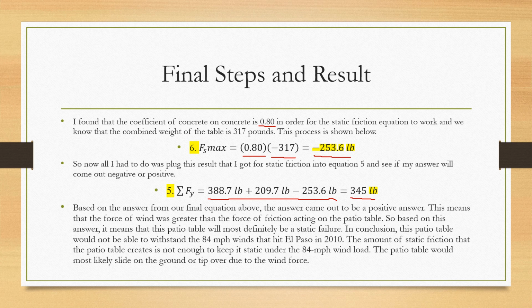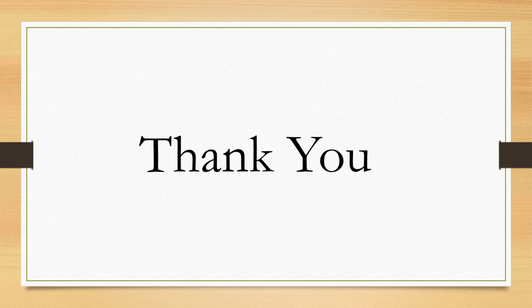So based on this answer, it came out positive. So this means that the force of wind was greater than the force of friction acting on the patio table. So based on this answer, it means that the patio table will most definitely be a static failure since the amount of static friction was not strong enough to overcome the amount of the force that the wind applies on the table. So that will conclude that this structure will most likely be a static failure and tip over. Thank you for taking your time to watch my video.